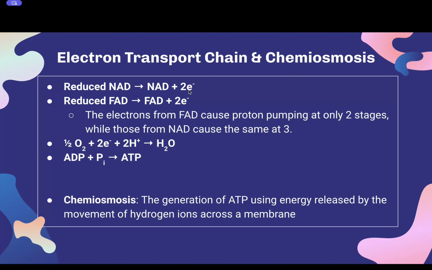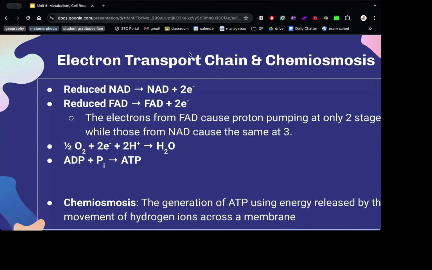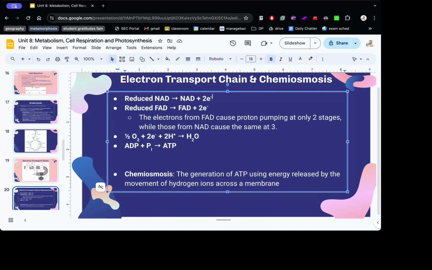Okay, so in the most simplest way possible, reduced NAD will turn into NAD and give electrons. I don't think it's electrons, actually. I think that's just energy. That's my bad. I'll change that actually right now, just so I don't spread false news. Okay.